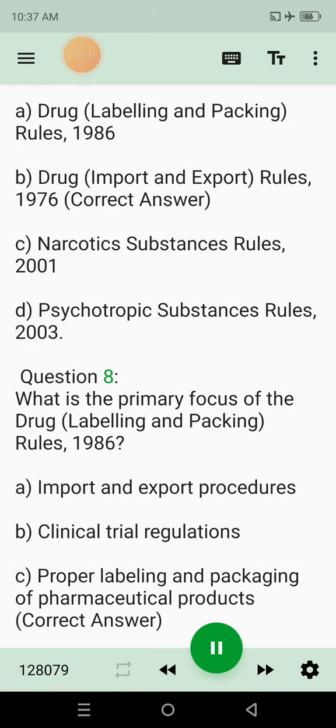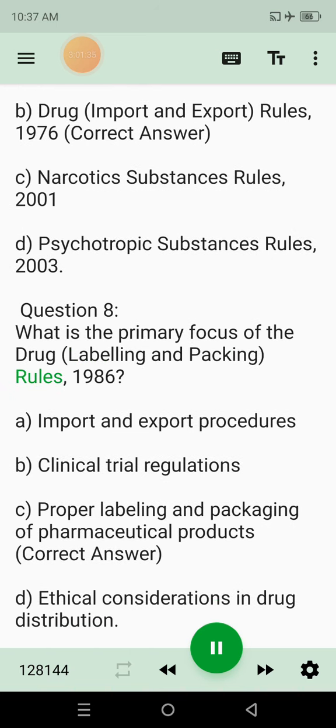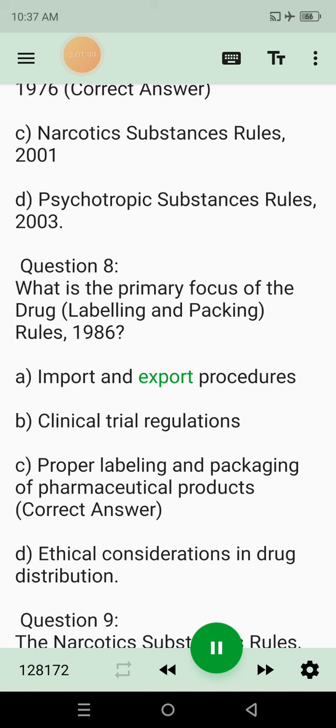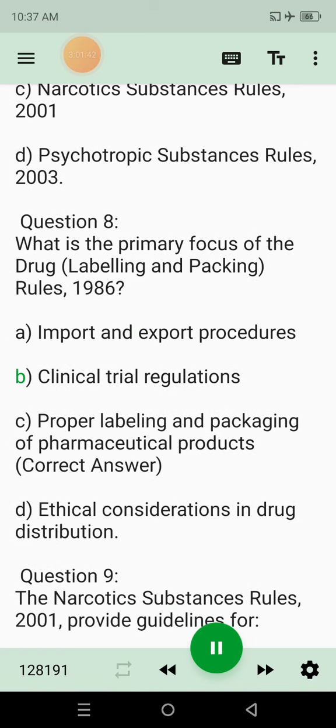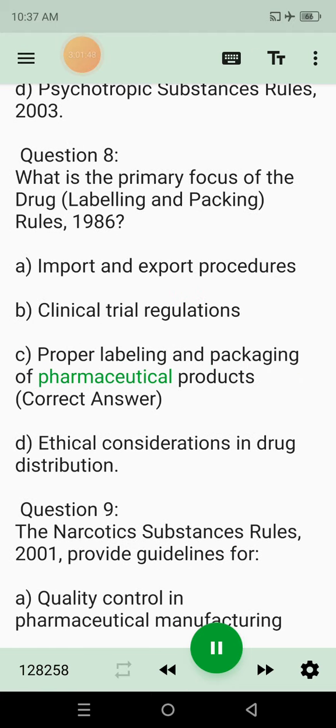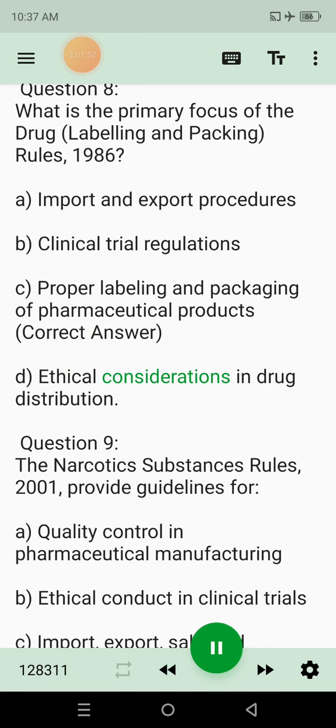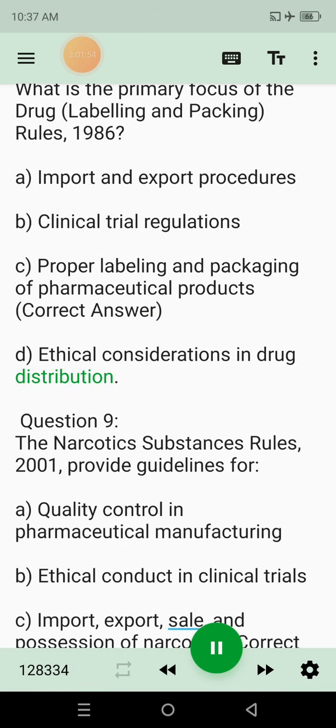Question 8. What is the primary focus of the Drug Labeling and Packing Rules, 1986? A. Import and export procedures. B. Clinical trial regulations. C. Proper labeling and packaging of pharmaceutical products. Correct answer. D. Ethical considerations in drug distribution.